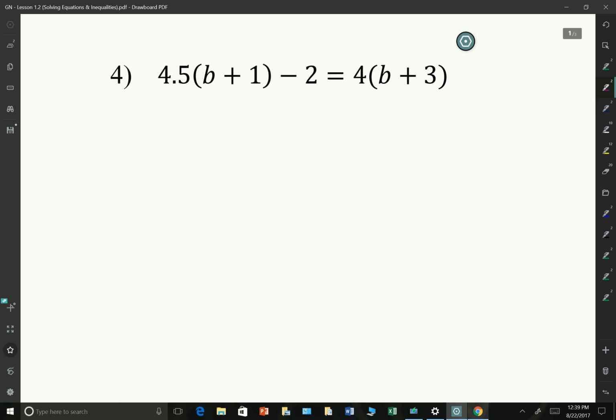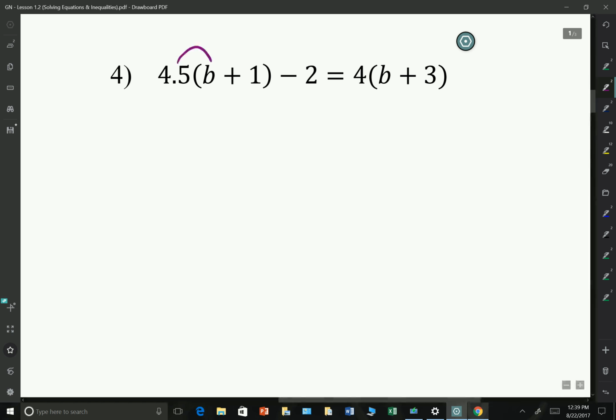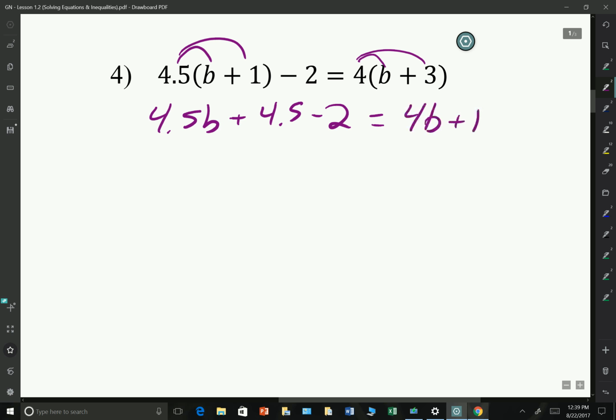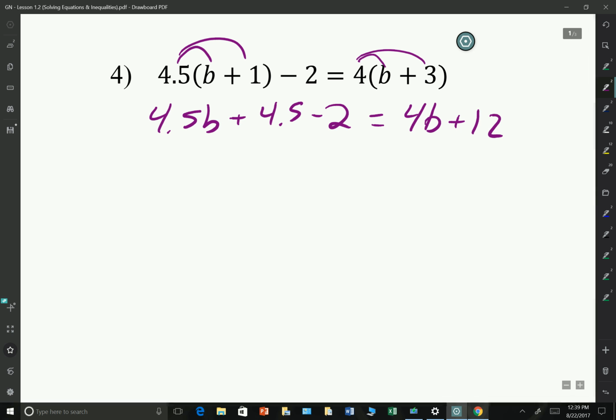Number 4. Can I start moving things left and right? No. What do I have to do first? Distribute. Distribute the 4.5, and I even have to distribute on the right side as well. So I have 4.5b plus 4.5 minus 2 equals 4b plus 12.